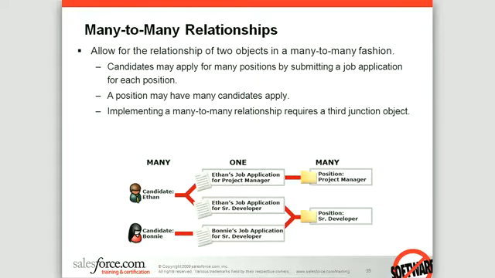Here's an example. In the bottom example, we're able to create what is essentially a many-to-many relationship between the positions and the candidates by utilizing the job application as the junction object in the middle. Okay? In this case, if we take a look, the senior developer position has two job applications, and it looks like Ethan and Bonnie have applied to that position. So a particular candidate can apply to many positions. A particular position might have many candidates applying to that job.